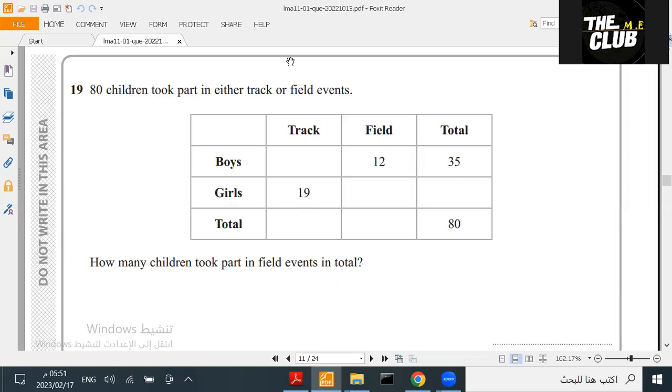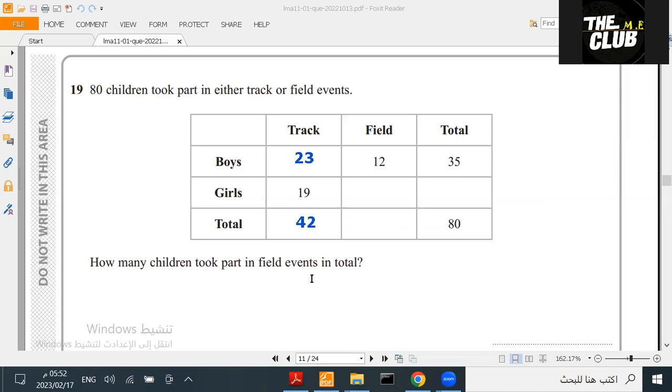Let's finish them. I have track, 19 girls. Here, we don't know these. We can finish from this. What's missing here? Boys, I have a number. You add it with 12, you get 35. So 35 minus 12 gives 23. Then 23 plus 19 gives 42.